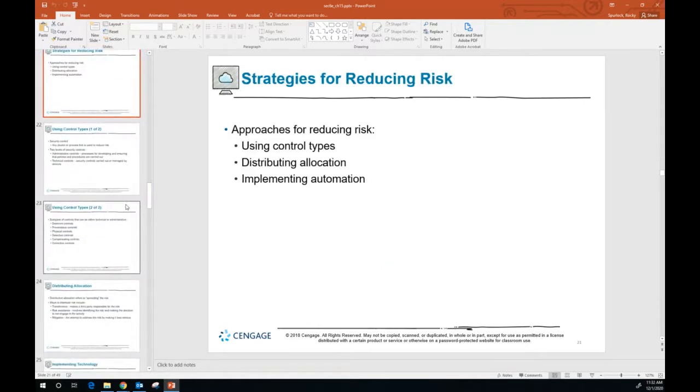We do have some strategies for reducing risk. Some of those approaches include using control types, distributing allocations, and implementing automation.